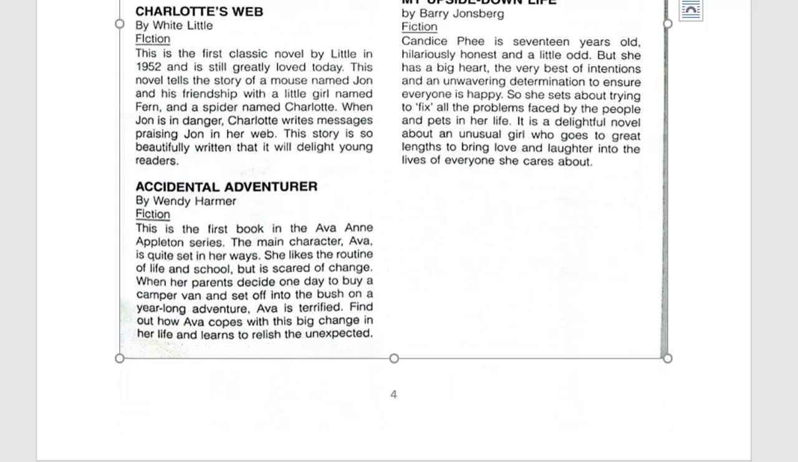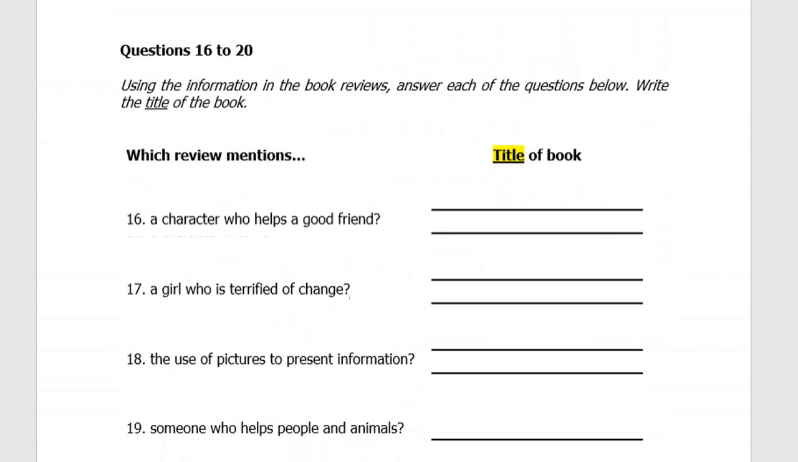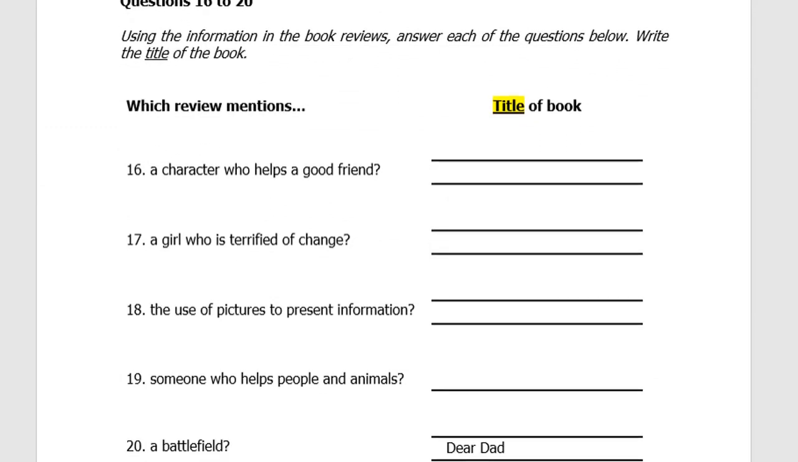Okay, before we move on to the question. Okay, my objective today is to let you know how you answer the question. Okay, now let's go to the question number 16 to 20. This format is called matching. Okay, using the information in the book reviews, answer each of the questions below. Write the title of the book. Title, dia tak sebut pun nama penulis. Dia tak sebut pun write the title and the writer of the book. And the author of the book, tak ada. Okay, just title. So, that's why if you have accidentally wrote the name of the author, I am very sorry. I have to give you a 0.